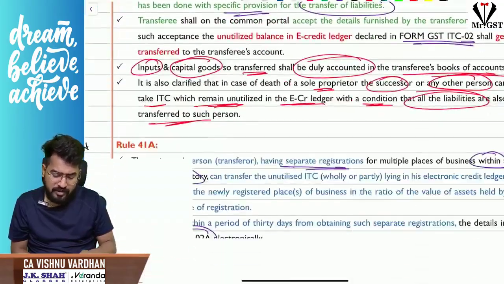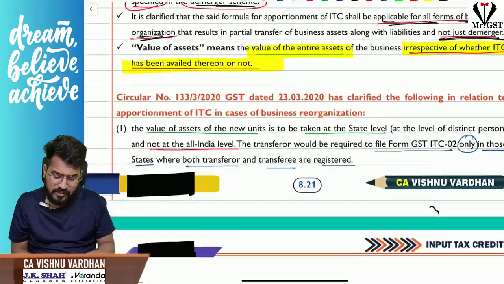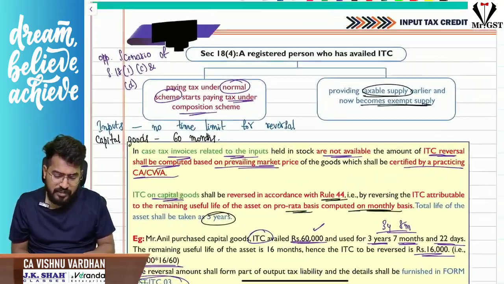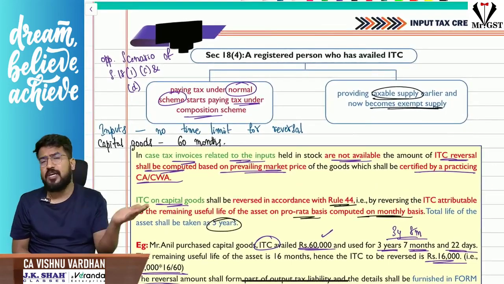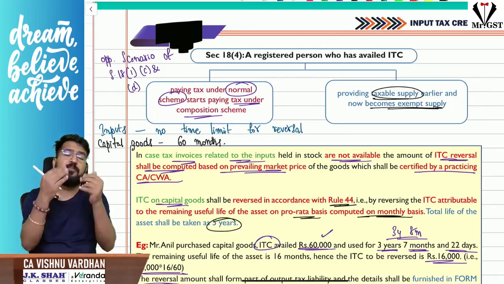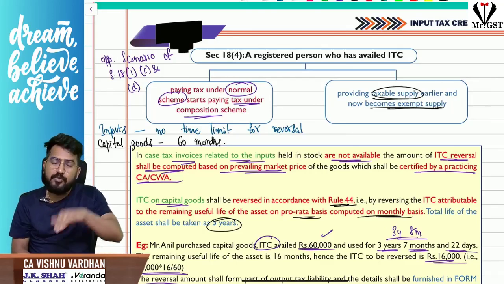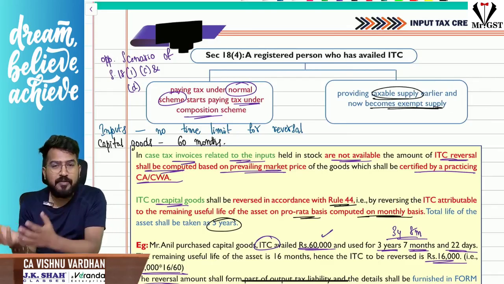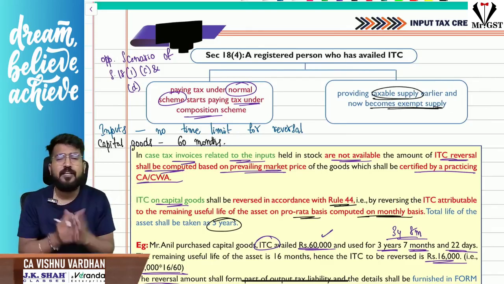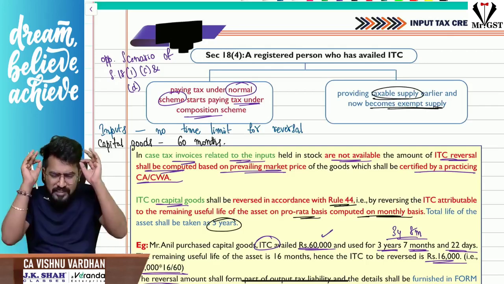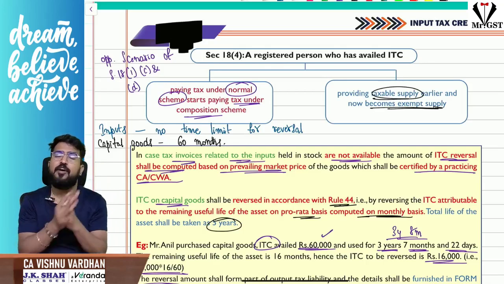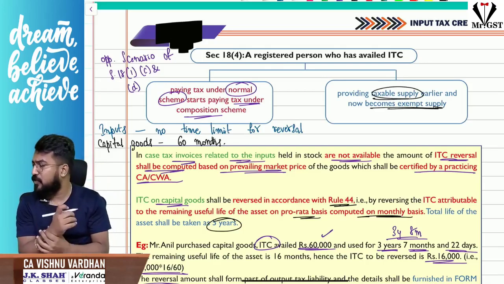And next, let's just finish 18 subsection 4 and 6. 18 subsection 4 is nothing but simple, understand. Sir, when you are coming from composition to normal scheme, I am giving you ITC. When your exempt supply becomes taxable supply, I am giving you ITC. Then suppose the reverse situation happens, you are going from normal scheme to composition scheme, or from taxable supply to exempt supply, then you should also reverse the ITC, correct? So this is exactly the opposite scenario of 18 subsection 1.